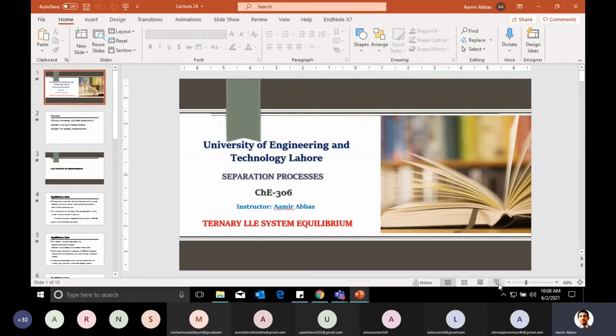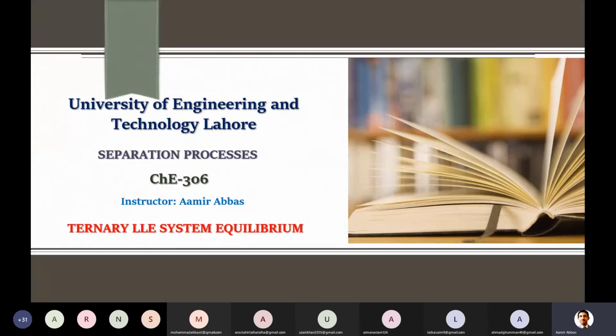Bismillahirrahmanirrahim. So, to here, if you remember, we have discussed liquid extraction, this introduction, and in the last two lectures, we talked about various equipment used in liquid extraction. So, the next part is related to the calculations, or you can say some design calculations.